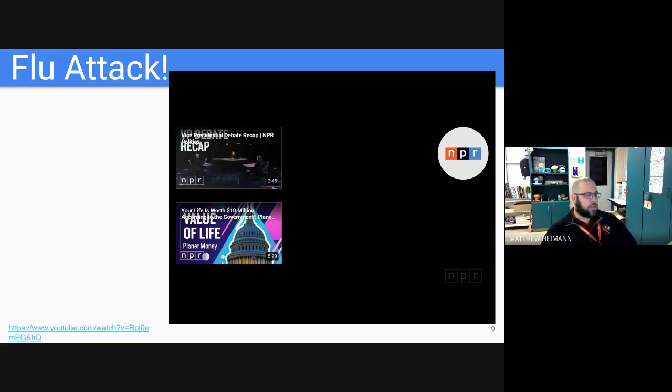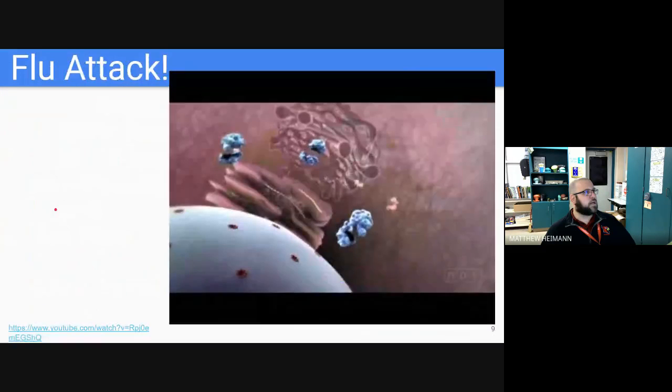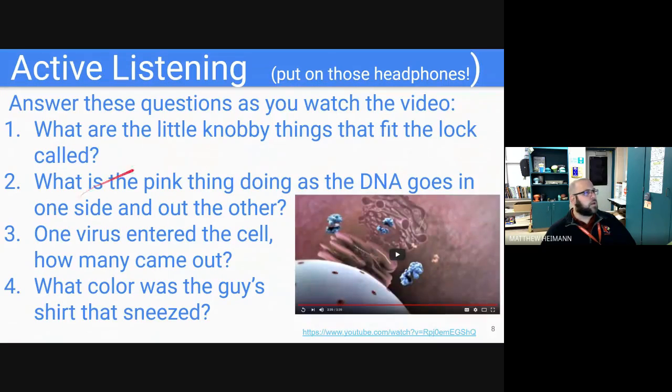All right, cool. So there were a few questions. Hopefully you guys got them. What was the little knobby things that fit the lock called? You can type that into the thing or turn your audio on and say it. Keys, good. What is the pink thing doing as the DNA goes in one side and out the other? Making copies, good, Lal. One virus entered the cell, how many came out? Millions, 100 trillions, yeah, lots.